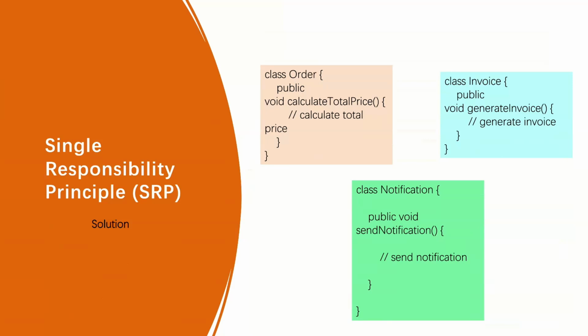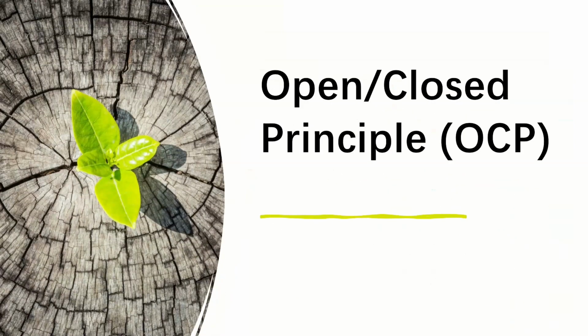Classes adhering to single responsibility principle are easier to understand, maintain, and refactor because each class focuses on a single concern. Violating single responsibility principle can lead to classes that are bloated, difficult to understand, and prone to frequent changes due to multiple responsibilities. The second principle is the open-closed principle, which states that software entities should be open for extension but closed for modification.